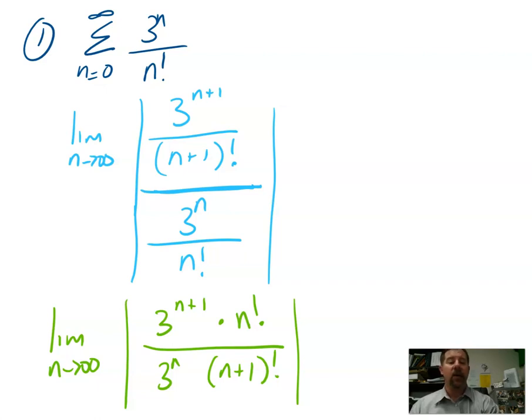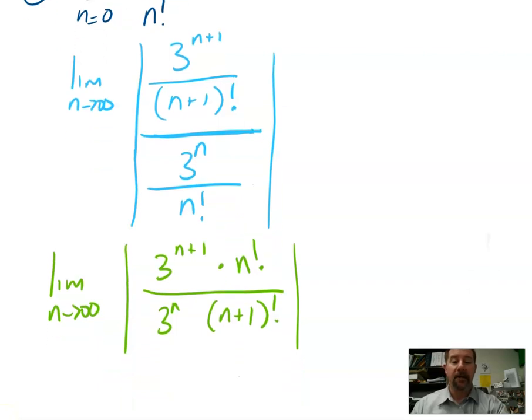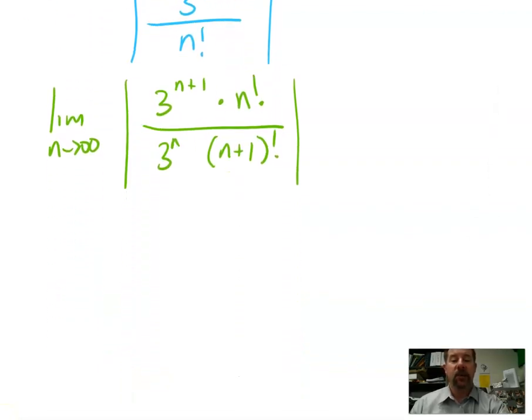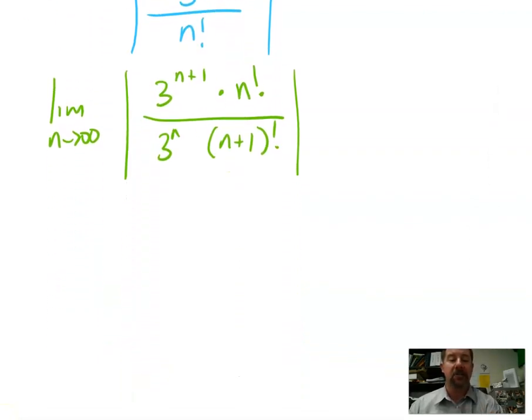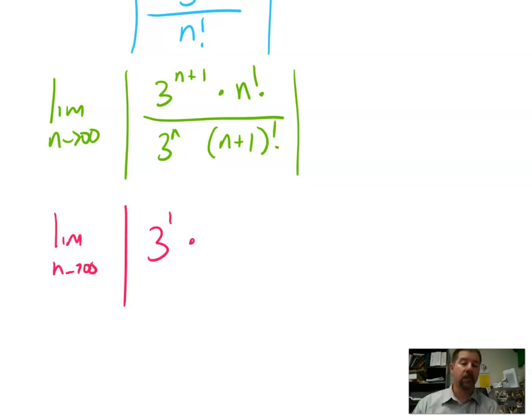And now I want to simplify this. For the front part, that is not too bad, because when you have the same base, you just subtract exponents. So 3 to the n plus 1 minus n is just going to give me 3 to the first. So that's pretty nice, and the 3 to the n part disappears.